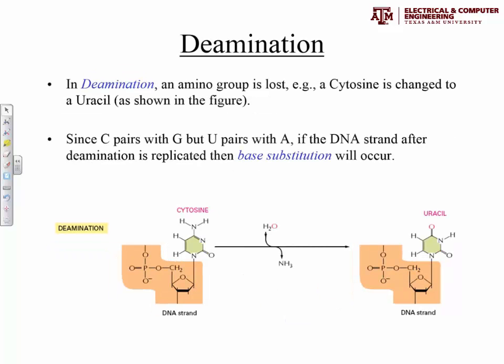Then in another example, in deamination, an amino group gets removed. So you have cytosine here, you remove the amino group, all right? Through the addition of a water molecule, it's gone. Now this thing, instead of being cytosine, has become a uracil, right? So one DNA base has been transformed to another through the loss of an amino group. Now the problem is that C pairs with G, right? U pairs with A. So if you use this strand for synthesizing new DNA, you're going to get base substitution, right? Instead of what you were supposed to have, you'll have something else. Is that clear to everybody?